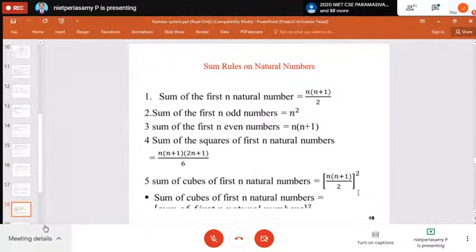To find the sum of the first n even numbers, n into n plus 1. To find the sum of the squares of the first n natural numbers, n into n plus 1 into 2n plus 1 by 6. The sum of the cubes of the first n natural numbers, n into n plus 1 by 2 the whole square.